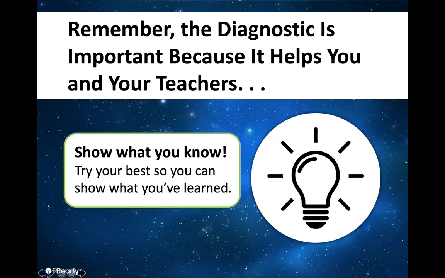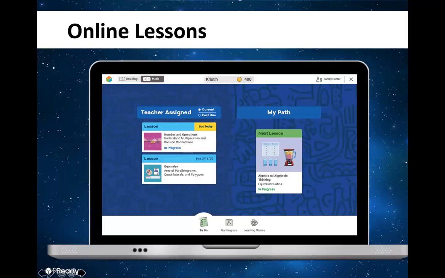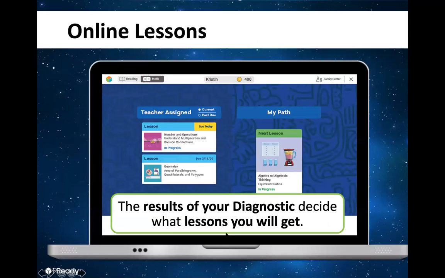It's to show what you know. Try your best so you can show what you've learned. And then after your diagnostic test, you will be given lessons, okay? So the My Path is going to be based on your diagnostic. So let's say you take your test and you get beginning 6th grade level. It's going to give you lessons on the beginning 6th grade level stuff, like the decimals that we've been doing.